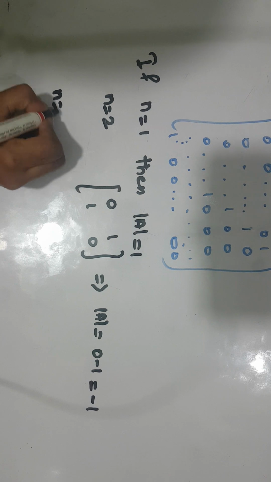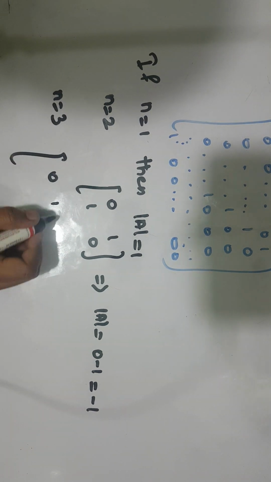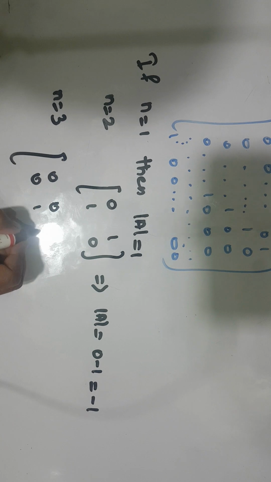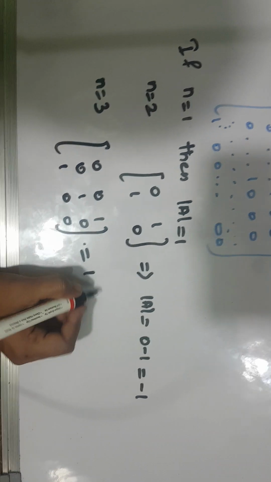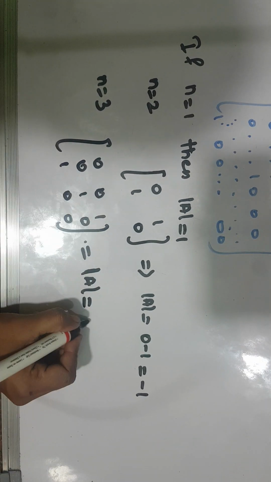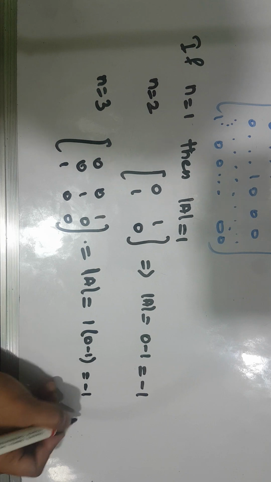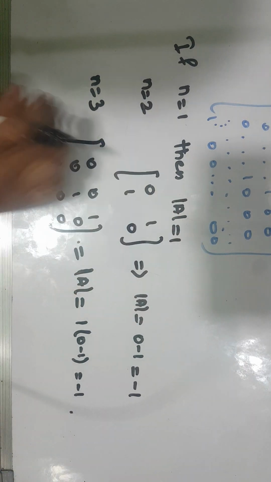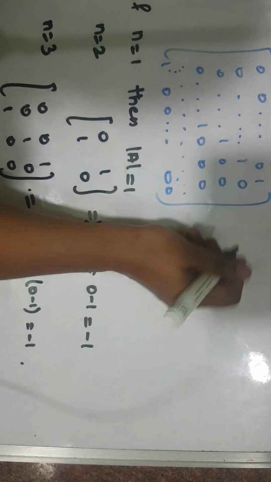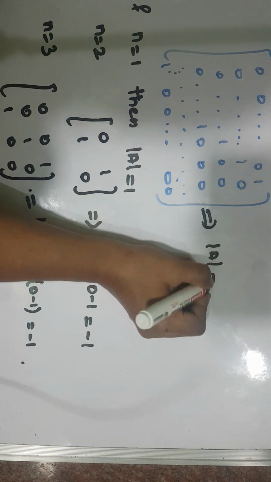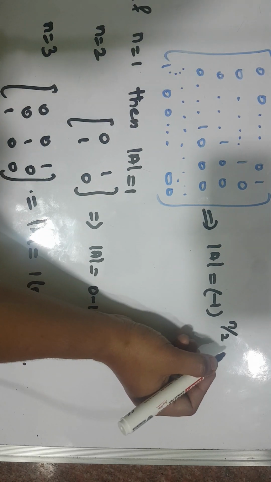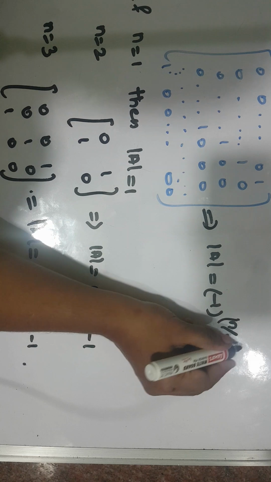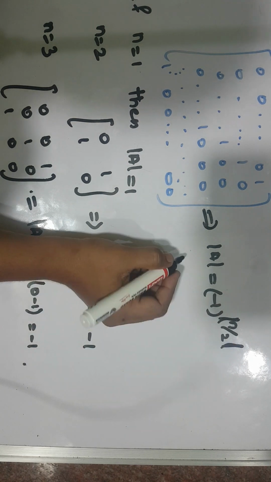If the n value is 3, suppose 0 1 0, 1 0 1, 0 1 0, what is the value of det A? 1 into 0 minus 1, which is equal to minus 1. So for this n matrix, the det A value will be minus 1 whole power n by 2, mod n by 2. This is the formula for finding the determinant A value.